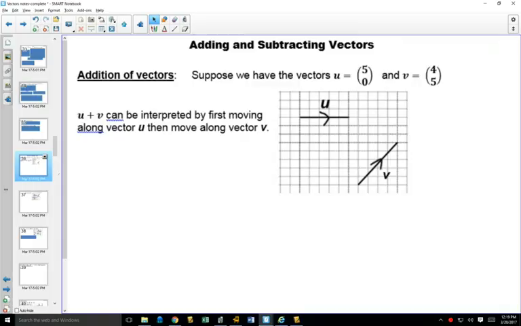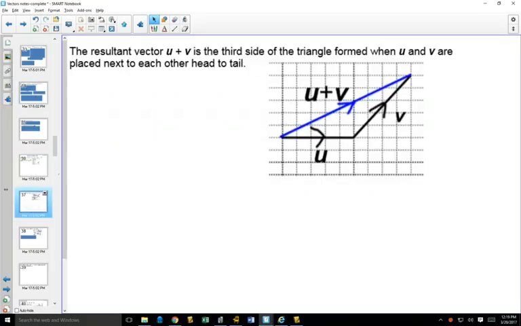u plus v is the thought of you go in the direction of u first, and then you go in the direction of v afterwards. So what does that look like? Well, if you put them together, with vectors there's sort of a head to tail kind of mentality. The arrowhead's on here. This is called the tail of a vector, and where it ends is called the head of a vector.